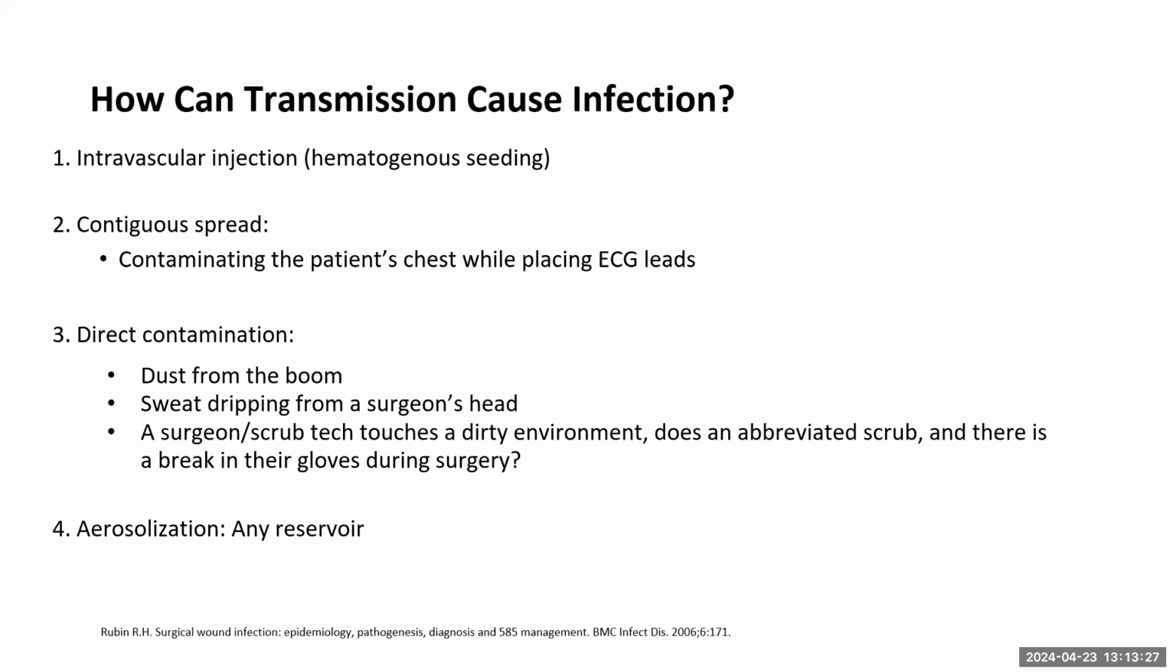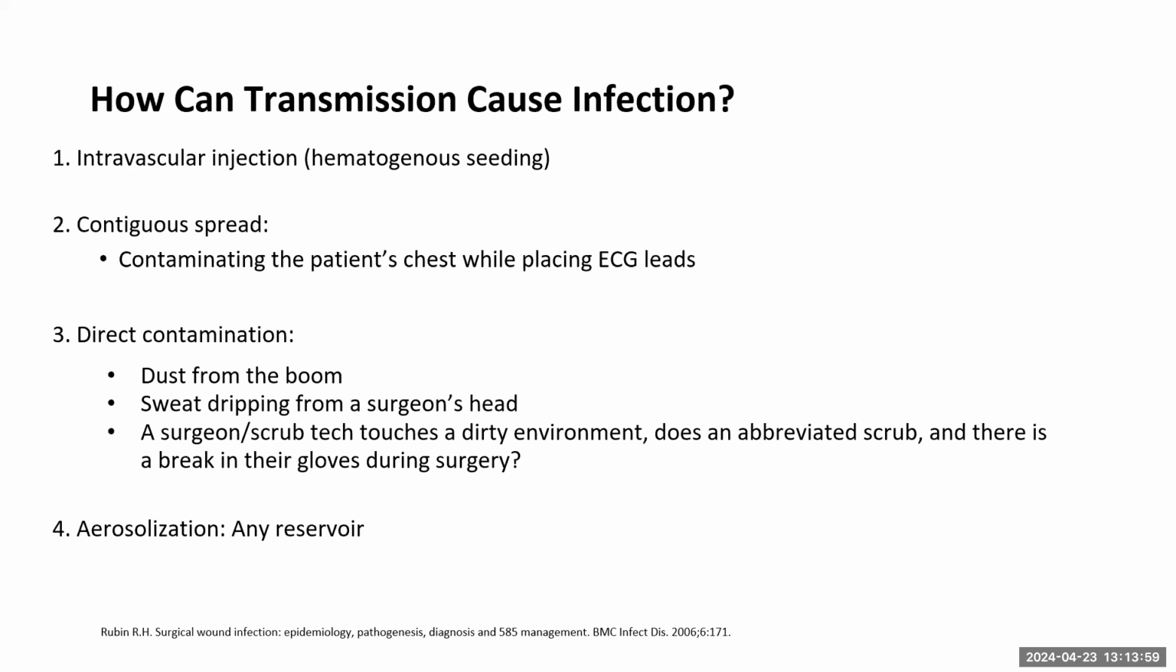There can also be contiguous spread from one location on the patient to another over time within the 90-day postoperative period. An example of this would be if a provider's hands are contaminated with Staph aureus, they're placing monitors such as EKG leads on the patient's chest. During that process, they contaminate the patient's chest, and then later on, that organism spreads to the surgical site. That would be an example of contiguous spread.